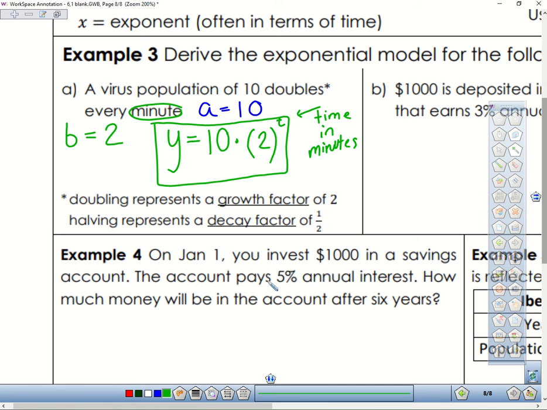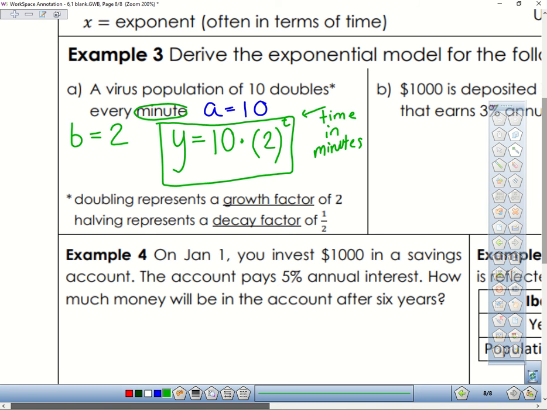So do we have any questions about setting up that equation? So in this case, you didn't have to worry about your growth factor, adding or subtracting 1 from it, because it just tells you it's doubling every time. So that one's pretty straightforward. Now for the next question, this is where we're going to have to worry about growth and decay rate and factor.